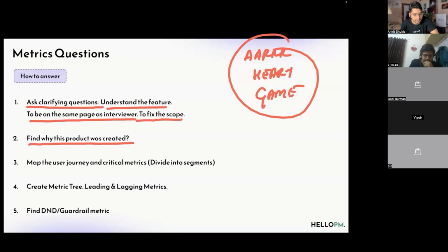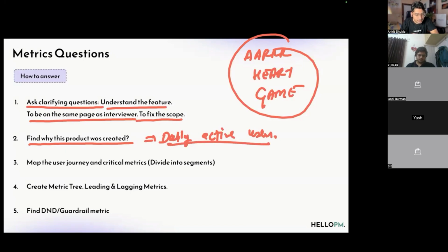Why was this product created? Facebook created this because they were facing a lot of challenges from Snapchat, right? On Snapchat, people were coming daily because they had to look at the stories. So now Facebook understood that we can also copy the feature because we also want daily active users.